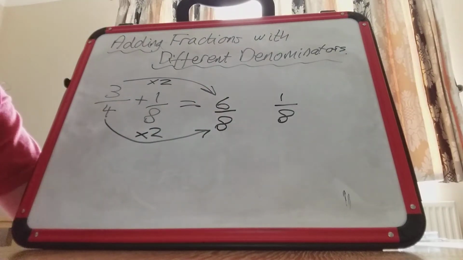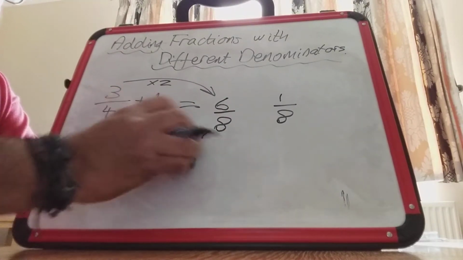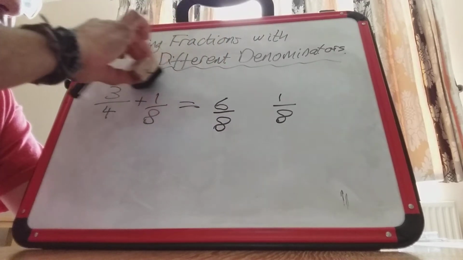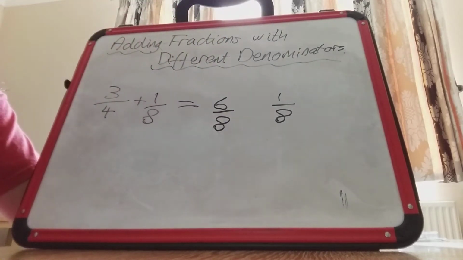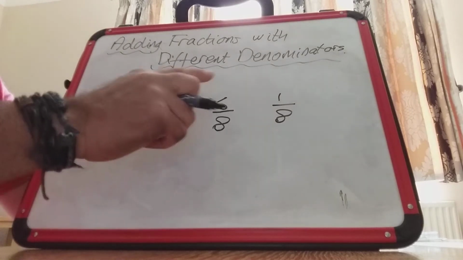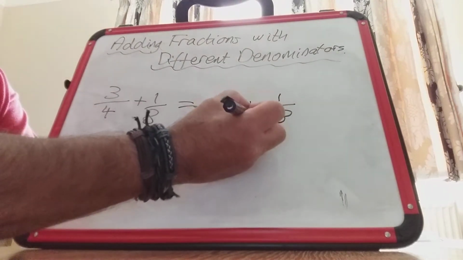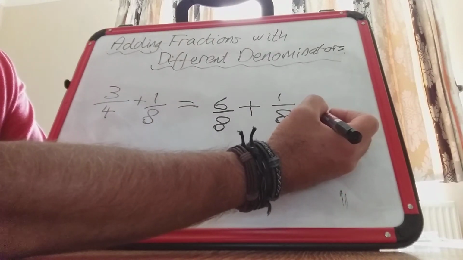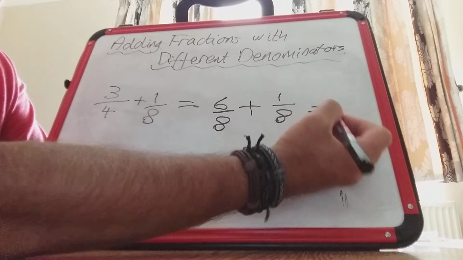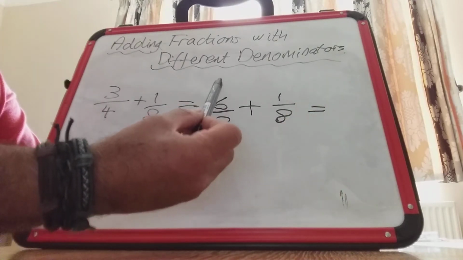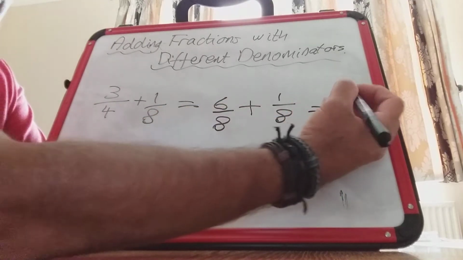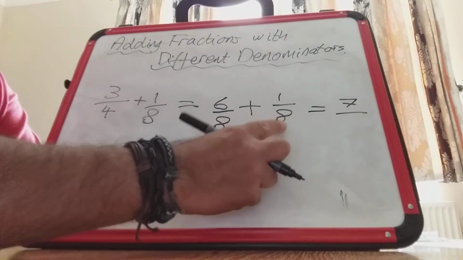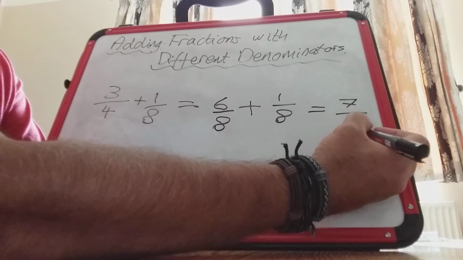Okay, so now let's just make this a little tidier. What we now have is, instead of saying 3/4 plus 1/8, we've actually got 6/8 plus 1/8. And now we can just add the top two numbers, so 6 add 1 is 7, and then the bottom numbers stay the same, so 7/8.